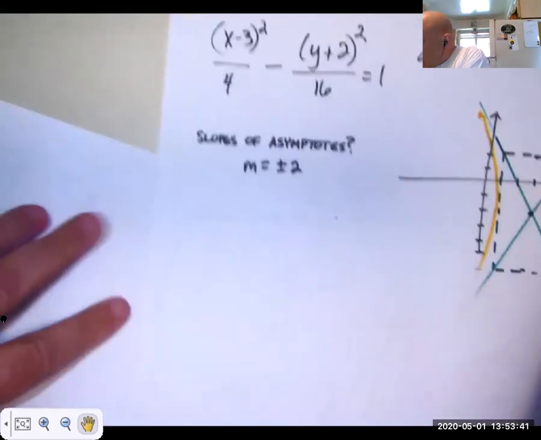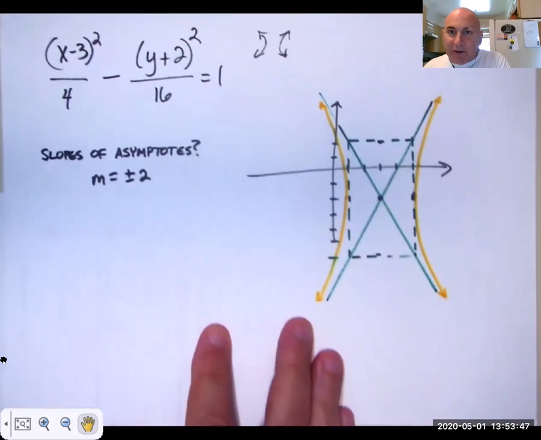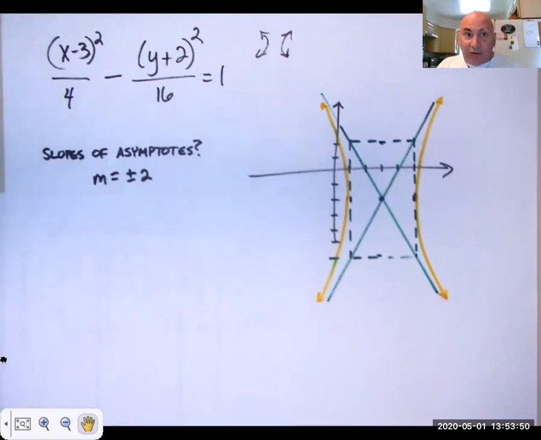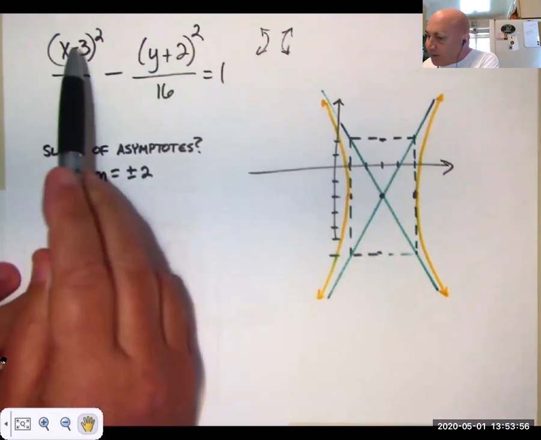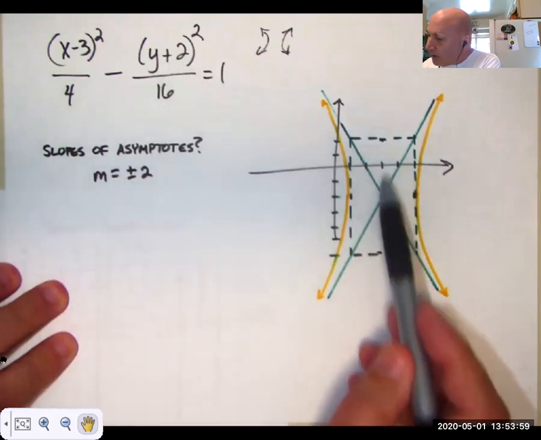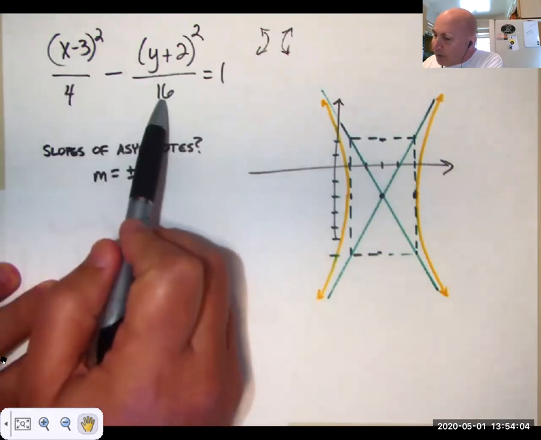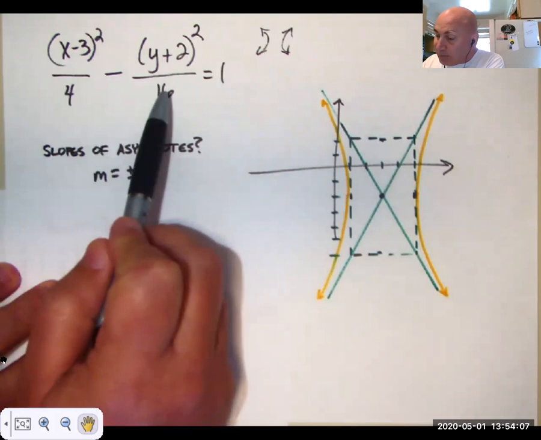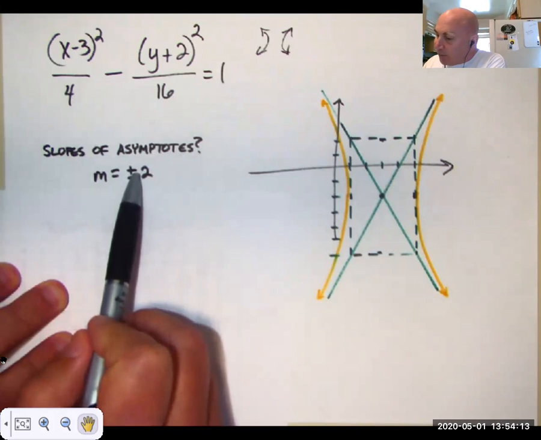Now let's talk about asymptotes of a hyperbola, because this is kind of nifty. So here's a hyperbola. It's an x squared minus a y squared, so it opens left, right. The center is at 3, -2. And it's y over x, so b over a. B is 4, a is 2, because remember this is b squared and a squared. So 4 over 2 is 2. So the slopes of the asymptotes are plus or minus 2.